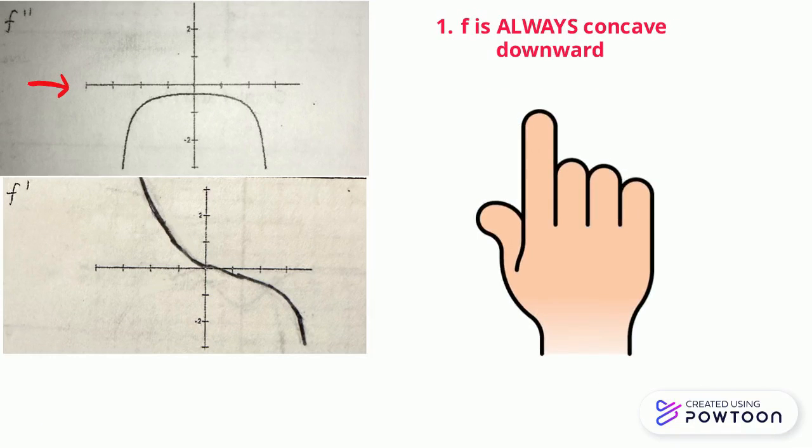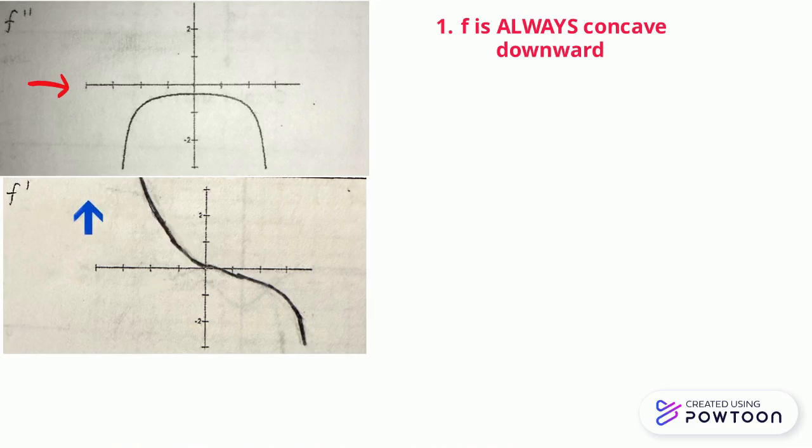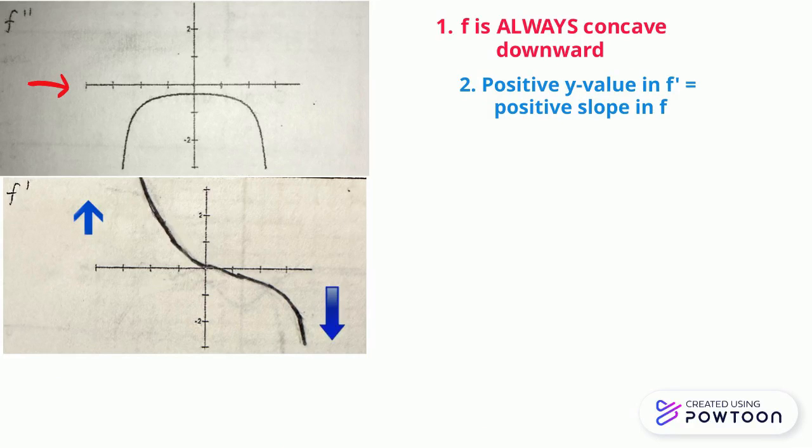Since f double prime is always negative, that means f is always concave downward. So, since we know f is always concave downward, we need to find the values of the slopes for f. By looking at f prime, we can use y values that correspond with certain x values in f prime. A positive y value in f prime means a positive slope in f. That also means a negative y value in f prime means a negative slope in f.